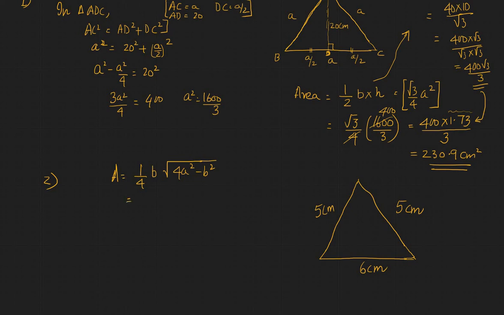So that will be equal to 6 by 4 into square root of 4, where a is the equal sides, so 4 into 5 squared minus 6 squared. That will be 6 by 4 into square root of 4 into 5 squared, which would be 100, minus 36.